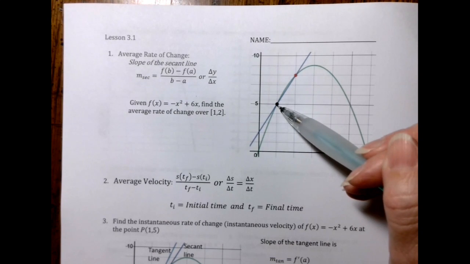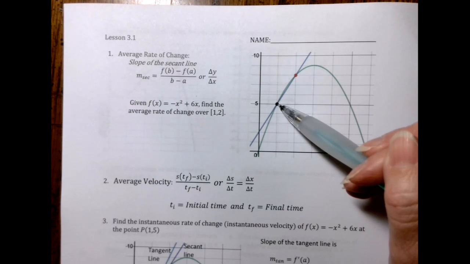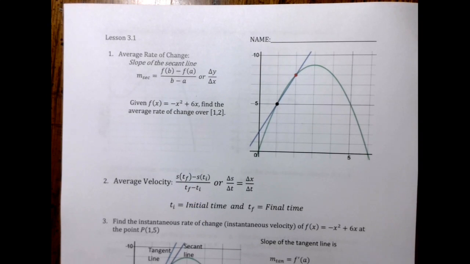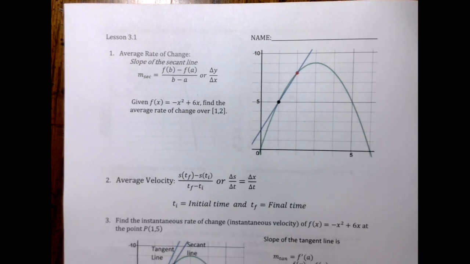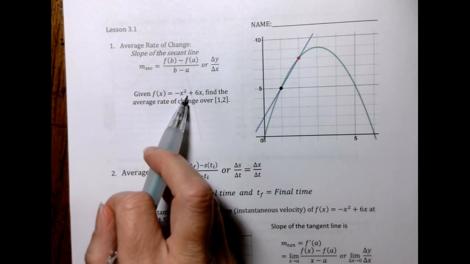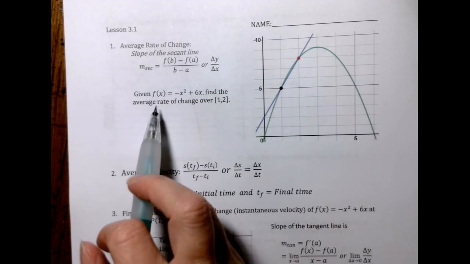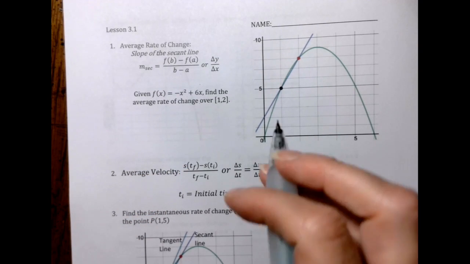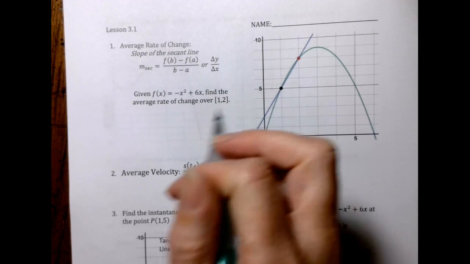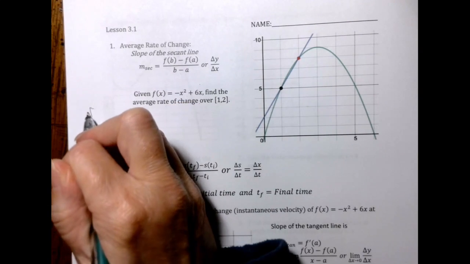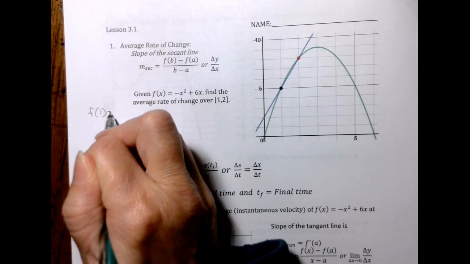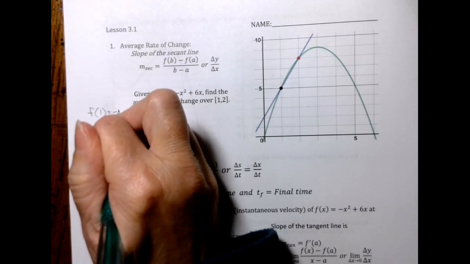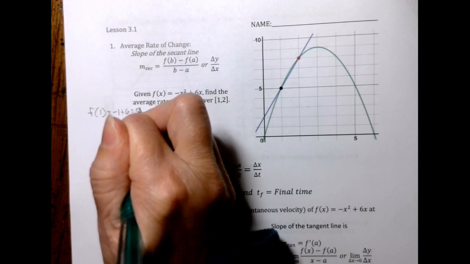Visually, here it is. I have 2 points. This is the A, this is the B, and I'm finding that change in position over change in time if you want to connect it to driving. My function right here is this parabola. We're going to find the average rate of change over 1 to 2. Well, at 1, I'm at 5. In case you didn't have a graph of a function, what you would do is you would plug in 1 to the function. Negative 1 plus 6 gives me 5.